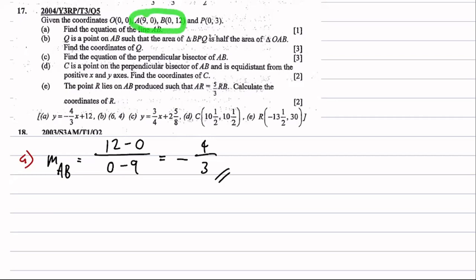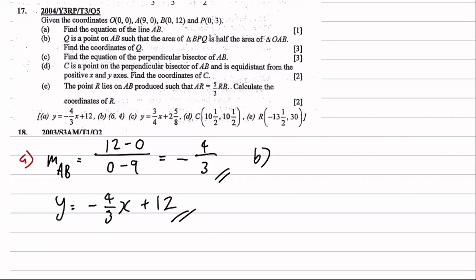Y-intercept is 12. Okay. Wait, y-intercept is 9. Wait. No. Wait, y-intercept is 12. Yes, it's 12. So that means it's y equals negative 4/3 x plus 12. That's all, mx plus c. Okay. Part A done. Part B.